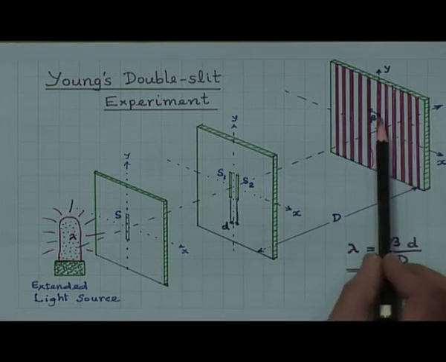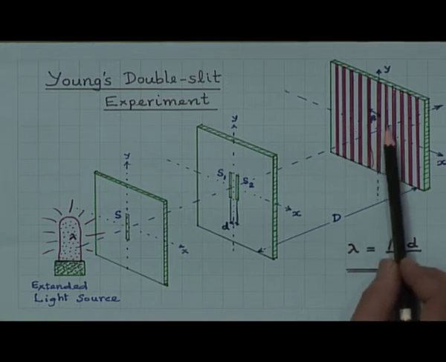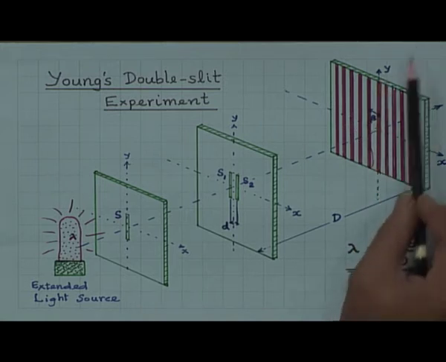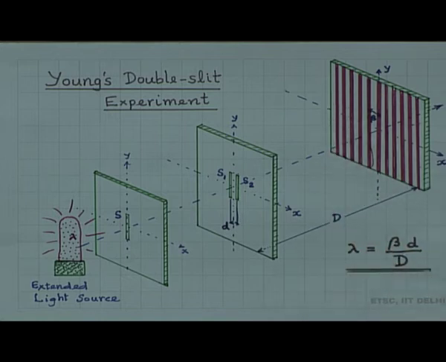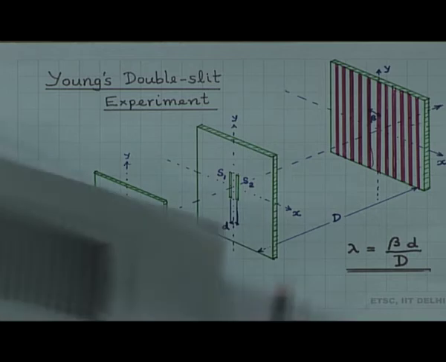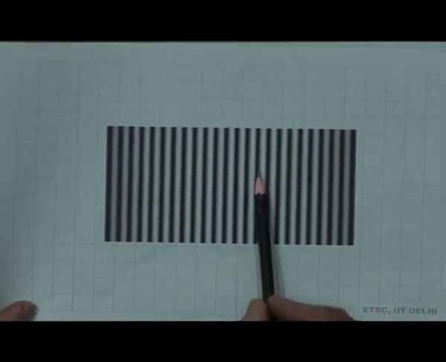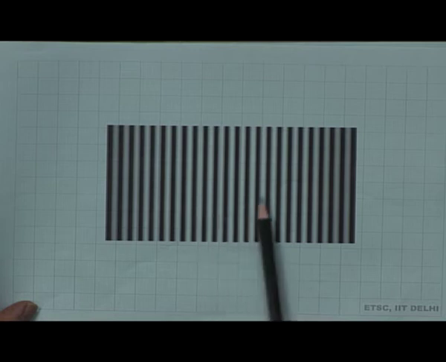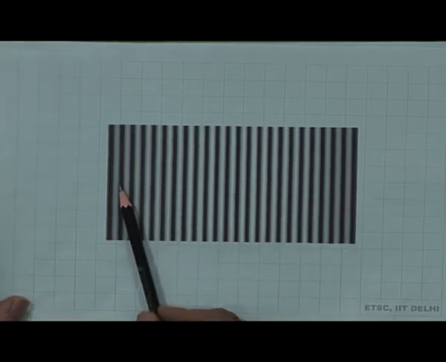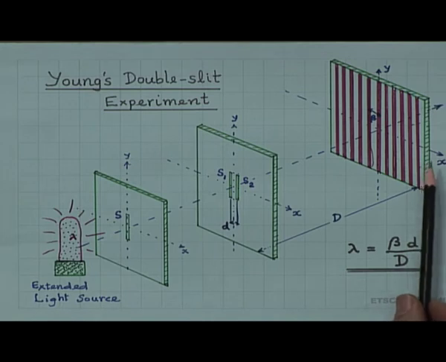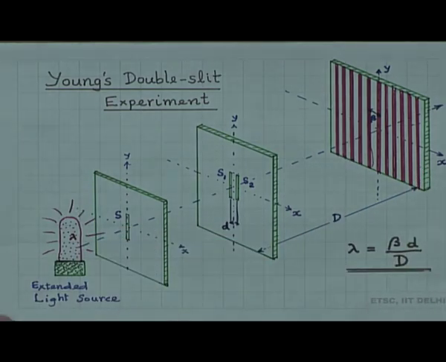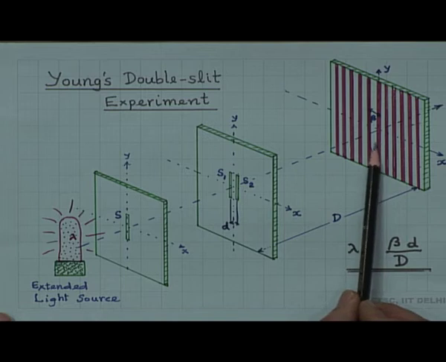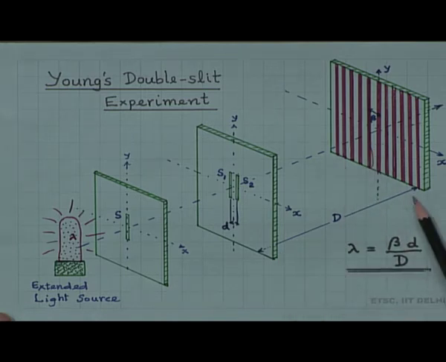The intensity of course is maximum near the central region and the intensity decreases to the sides as we go. We can see even in the computer generated slide here that the intensity is maximum here and decreases to the sides. This is the kind of fringes observed in a Young's double slit experiment. If we measure the fringe width beta, the distance D and the separation d here, then the wavelength of light can be determined by the expression lambda equals beta d by D.